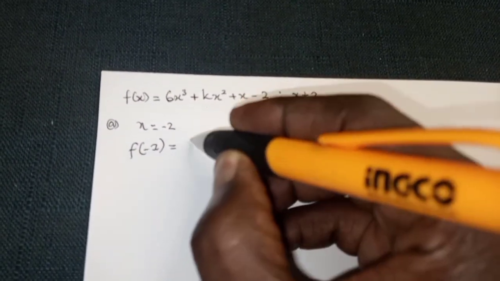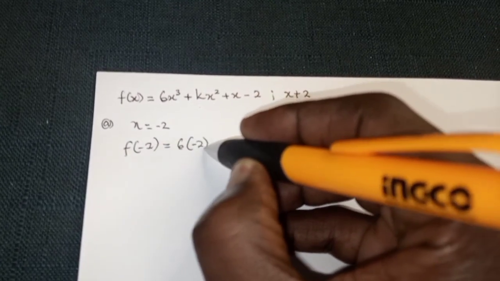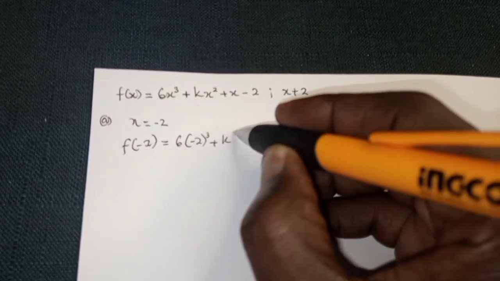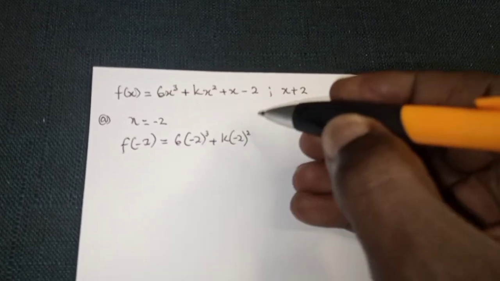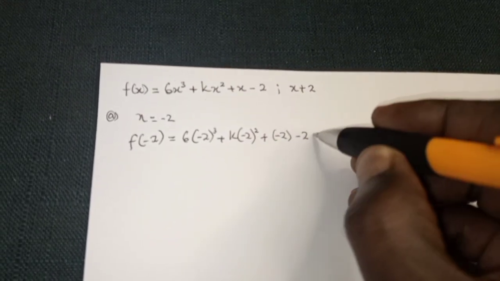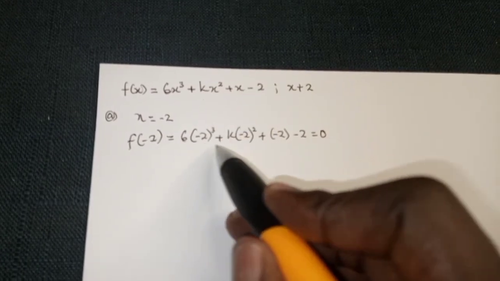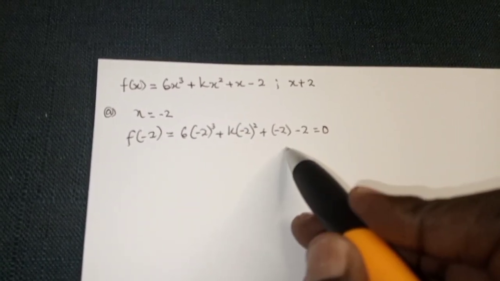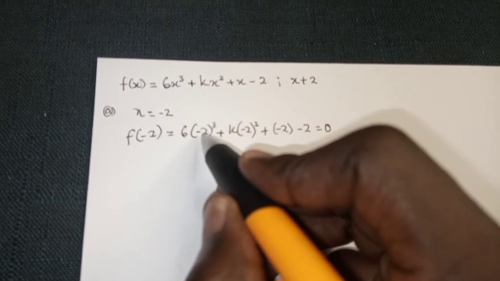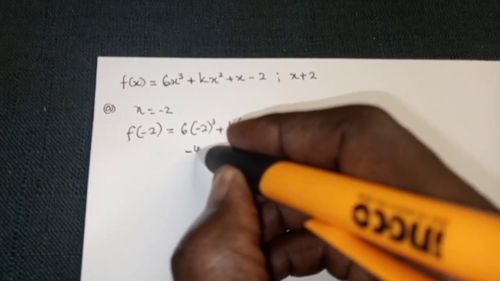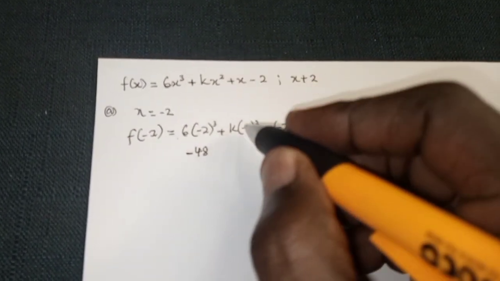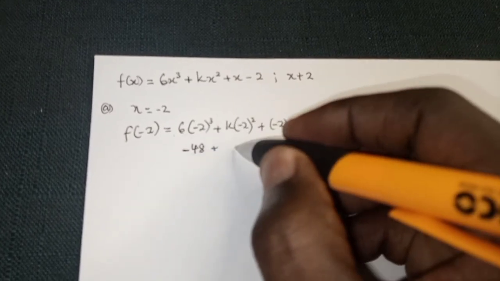equals 6 bracket open -2 exponent 3 plus k times -2 exponent 2 plus -2 minus 2, all equals 0. We simplify this, and here you have -48, that is 8 times 6, so you get this. And here too the same thing, you have 4k.